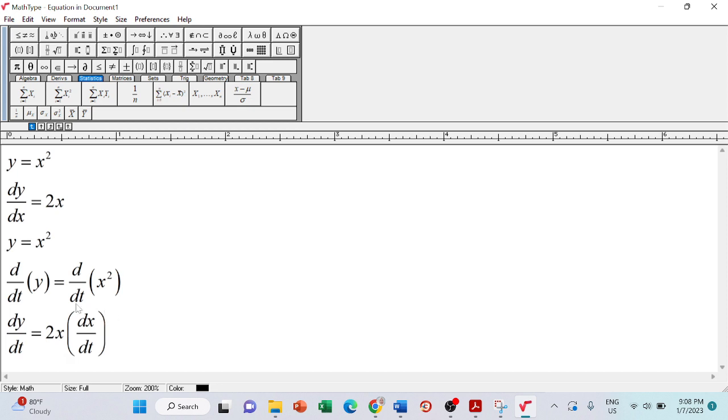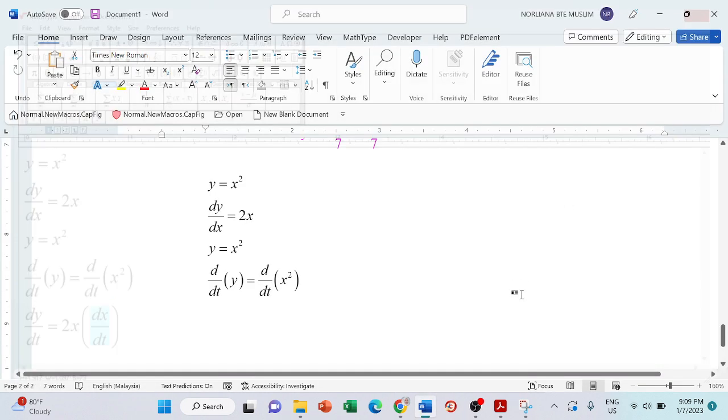Okay, any question you want to ask here before madam go back to the explanation tadi? Okay, selalunya student tertinggal untuk letak this part. So you need to take extra care here lah for this implicit differentiation.